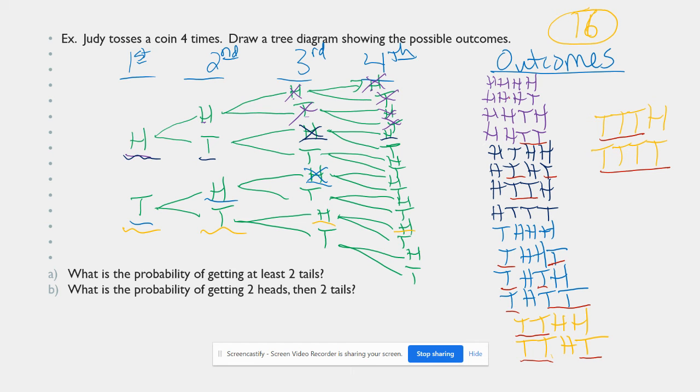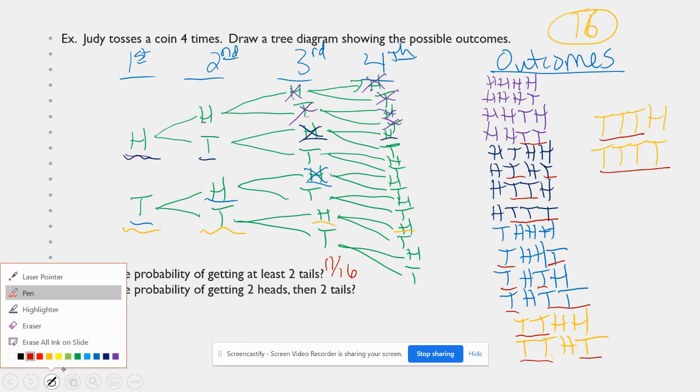Let's double check. 2 tails. It says at least. So that means it could be 2 tails, 3 tails, or 4 tails. So here's 1, 2, 3. Oops, there I missed one. 4, 5, 6, 7, 8, 9, 10, 11. So that is 11 out of 16 total possible outcomes.